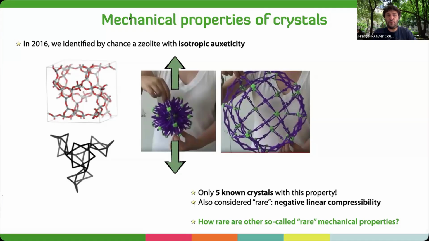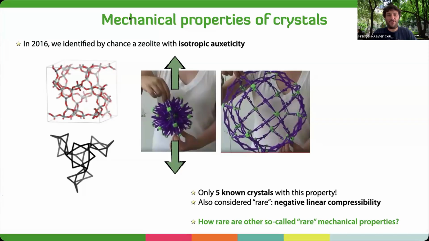But we also noticed that people call certain properties rare, so for example, negative linear compressibility is also called rare. It's a different response. You put hydrostatic pressure on all sides of your material, and you see if some of them expand. So it's different from auxeticity, because auxeticity is a linear constraint, and compressibility is a hydrostatic isotropic constraint. Negative linear compressibility is also called rare. But if I do even just a Google search, I found at least 50 papers that display this rare phenomenon.